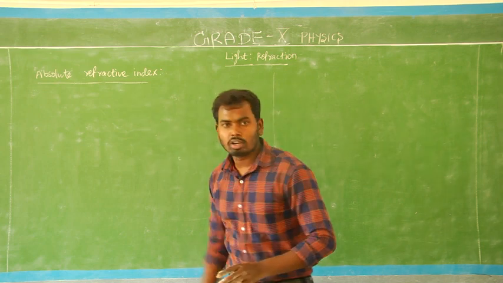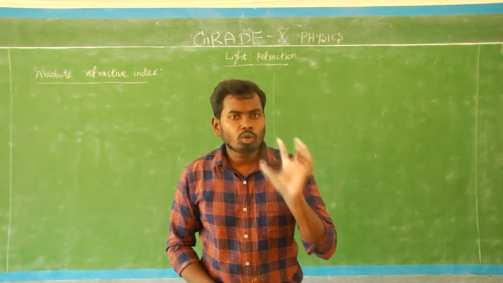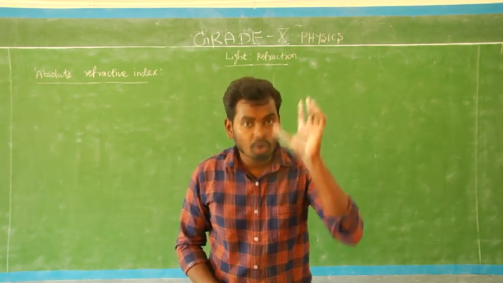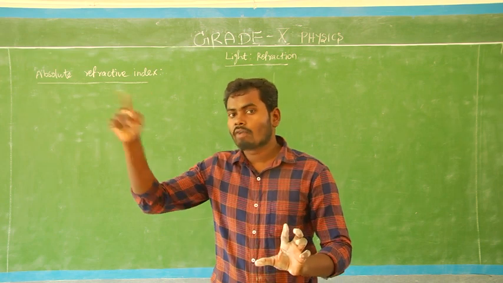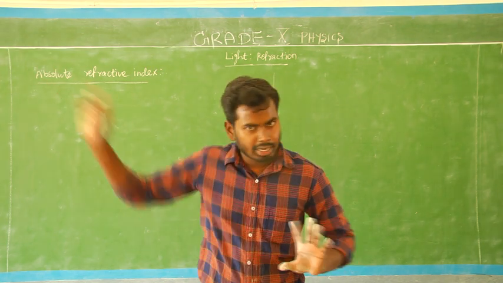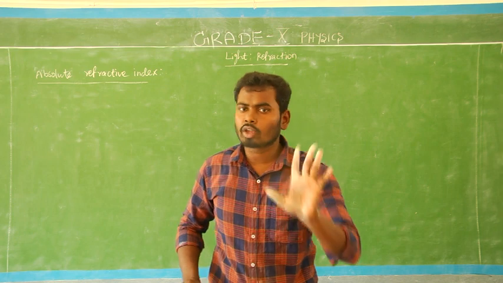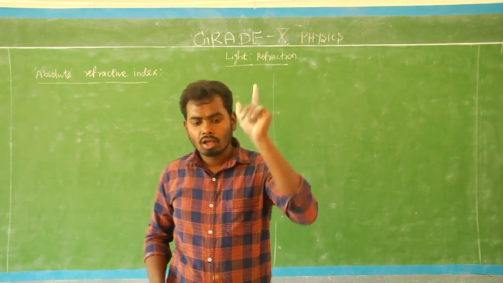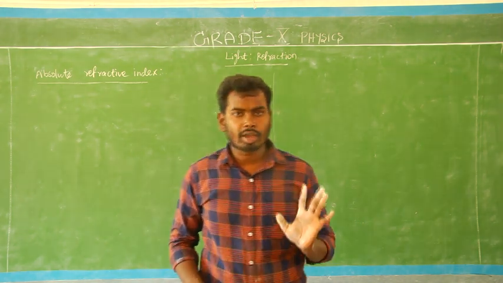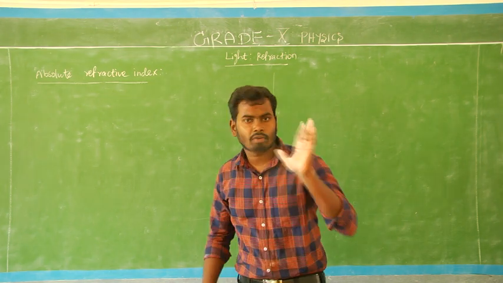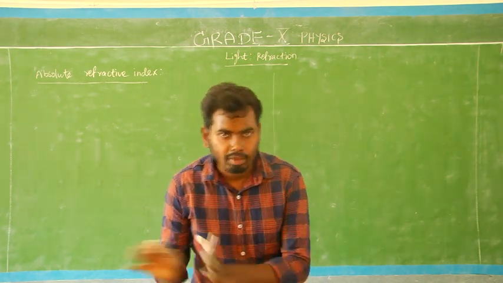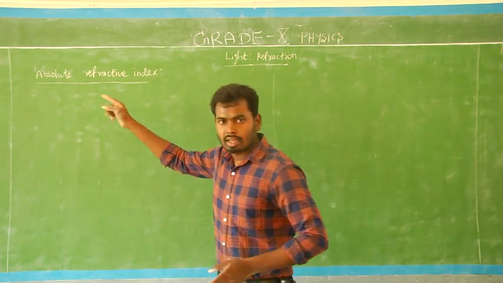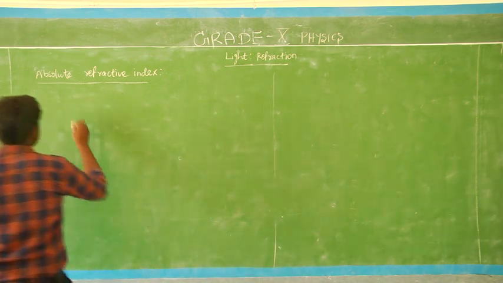But in absolute refractive index, light only goes from vacuum or air into another medium. The first medium should be only vacuum. That is called absolute refractive index. Isn't it? Very simple. So I am going to write the absolute refractive index right here.